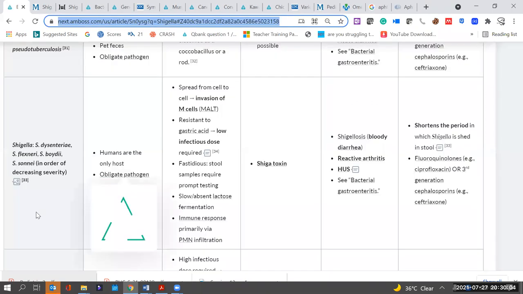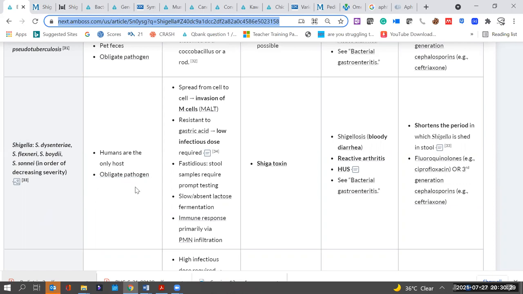Here we have Shigella. Shigella or shigellosis is the one caused by Shigella infection. Here the problem is we have too many types of Shigella. Mostly we are dealing with this Shigella dysenteriae infection. But we have Shigella flexneri, we have Shigella boydii and sonnei. So there are many types of Shigella. But most of the time what we are referring to is shigellosis caused by Shigella dysenteriae.